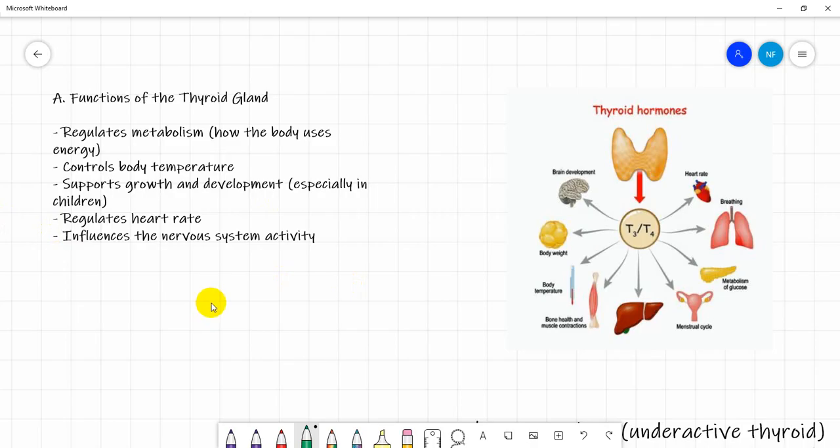So the thyroid gland will be secreting the thyroid hormones, T3 and T4. T3 and T4 will be affecting all of these: the brain development, the heart rate, the breathing, the body temperature, body weight, and so on. All these are affected by the function of the thyroid gland upon the secretion of its hormones T3 and T4. So the thyroid gland secretes these two hormones and sends them to the target organs to act on.